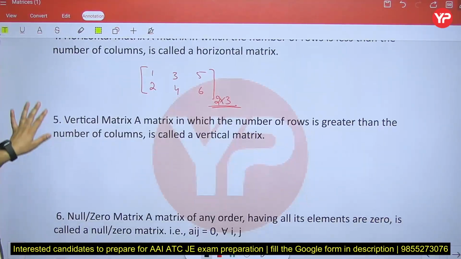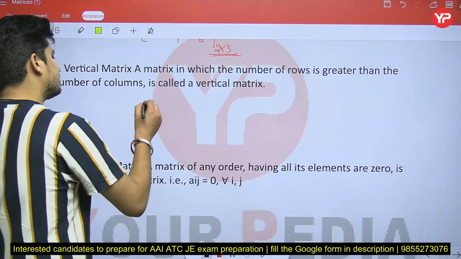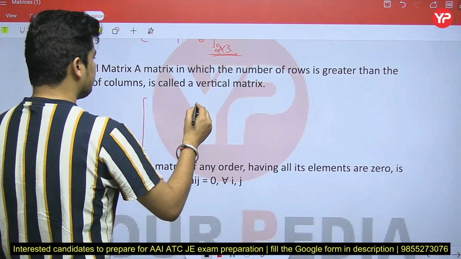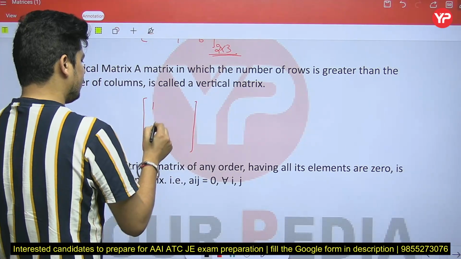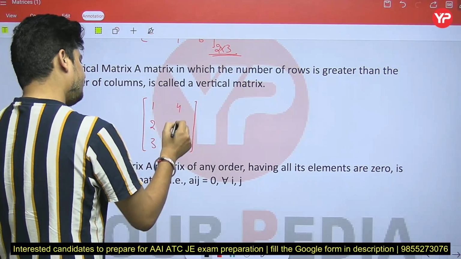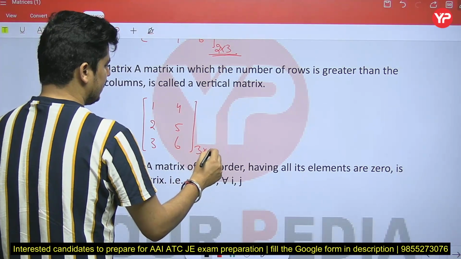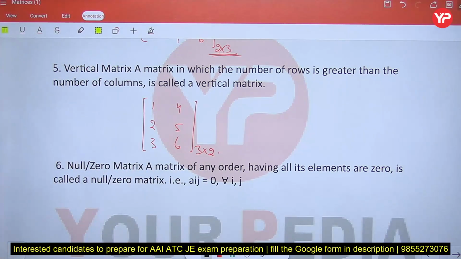Next one is vertical matrix. Inside the vertical matrix, the number of rows are greater than the number of columns. Let us take, we have 1, 2, 3, 4, 5 and 6. This is a matrix having 3 rows and 2 columns. So this matrix represents a vertical matrix.